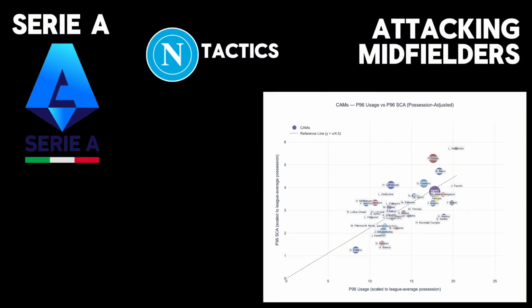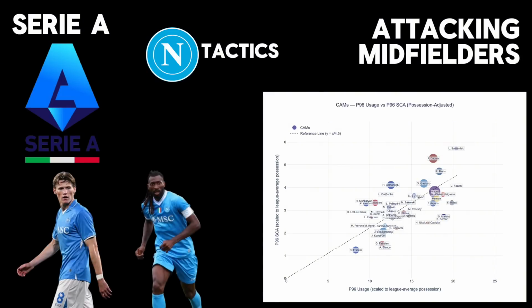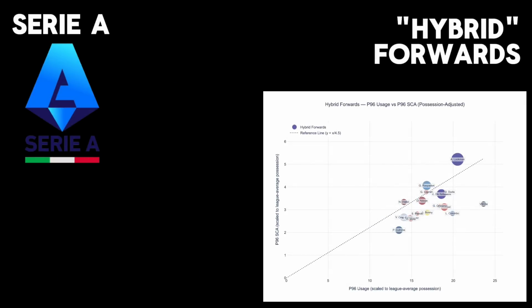Two of their main midfielders, Scott McTominay and Andre Zambo-Anguissa, are actually below the line, but they don't use the ball very much. This is an example of a tactic you may have heard about, where the central midfielders are the ones at the end of the attacks. McTominay and Zambo-Anguissa scored many of Napoli's most important goals on their route to the Serie A title last season. Fascinating. Here are the hybrid forwards.